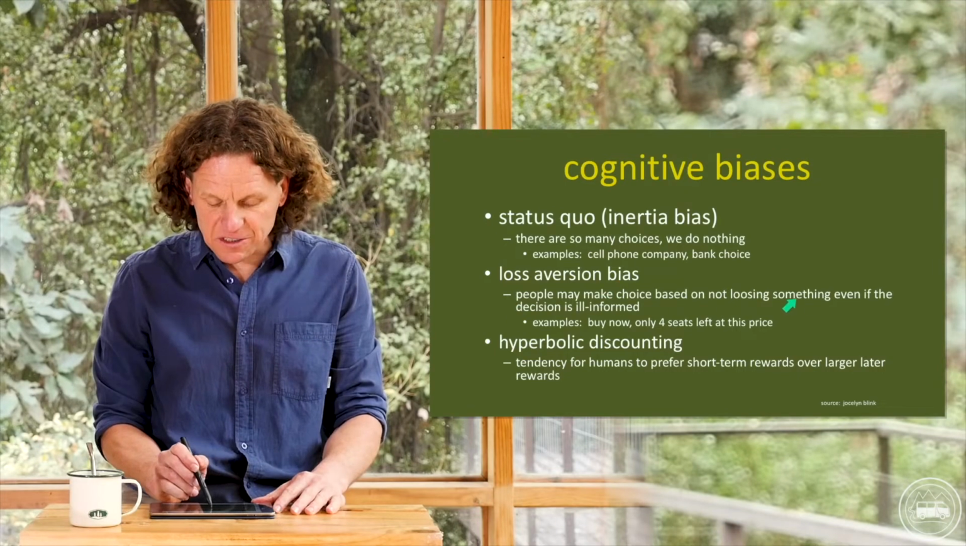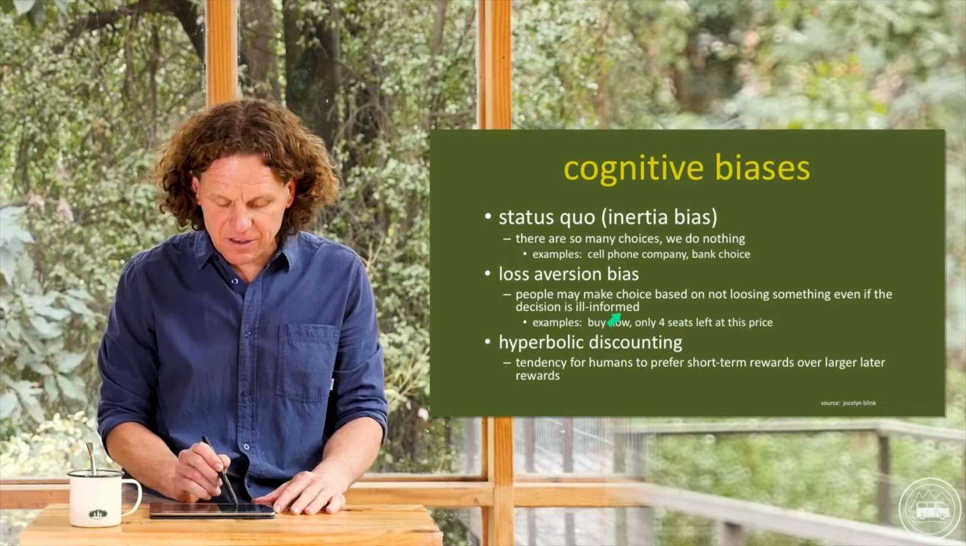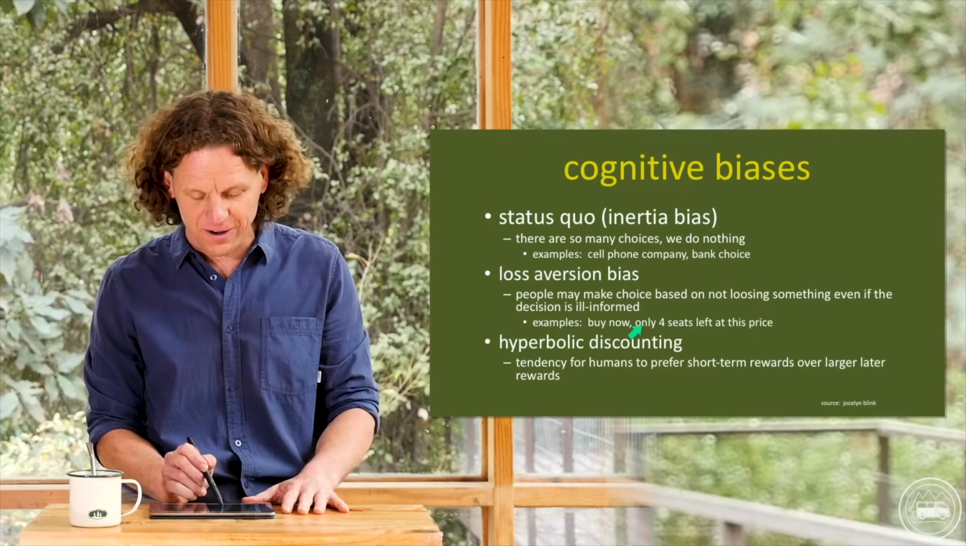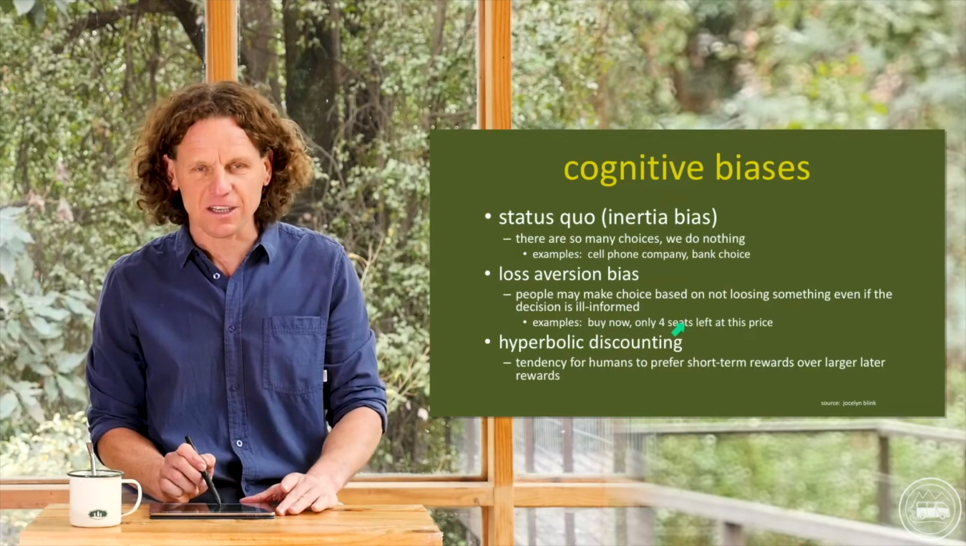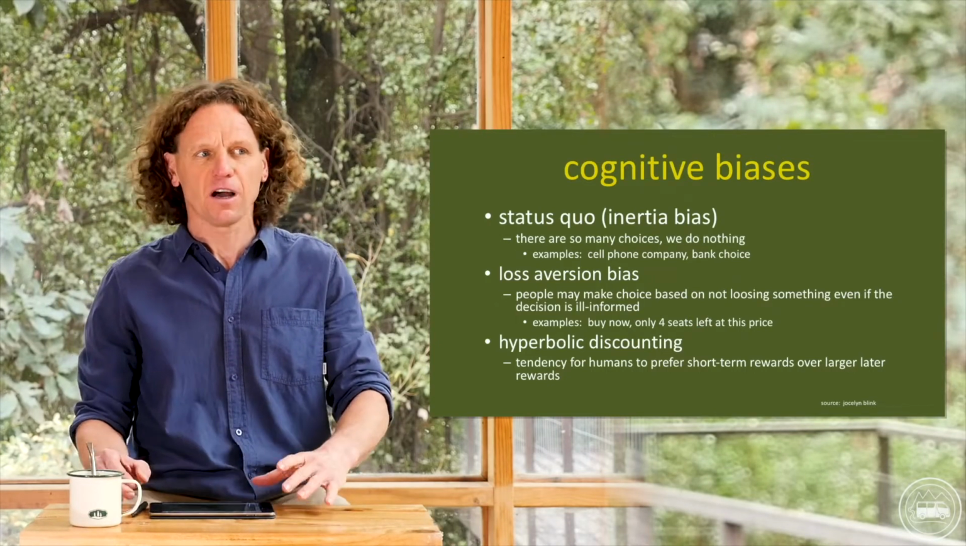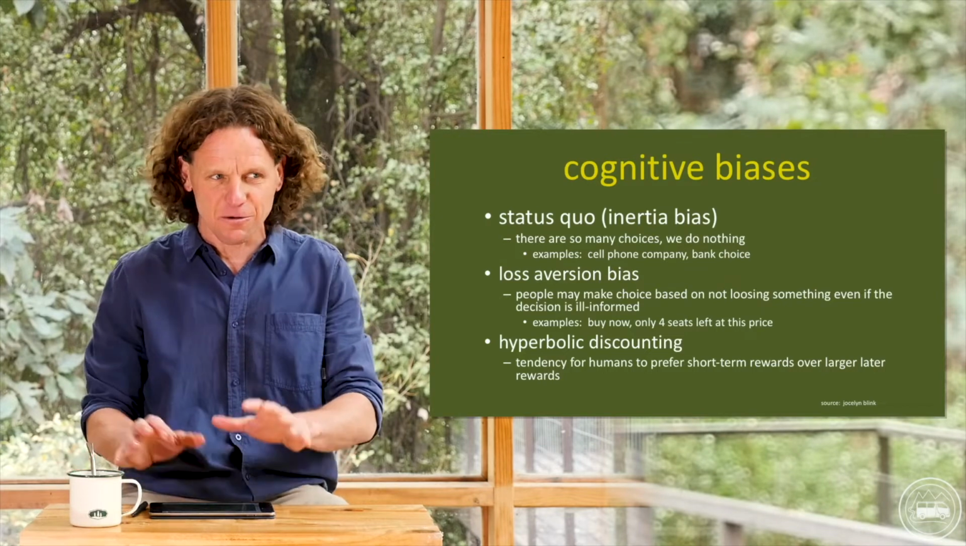Last two, loss aversion bias. People make choices based on not losing something even if the decision is ill-informed. Have you ever seen something say, buy now? Or the best ever is Travelocity. It says, only 4 seats left at this price. And all of a sudden you feel like, oh God, I'm going to lose it, I'm going to lose it, I'm going to lose it, and you buy it, right?